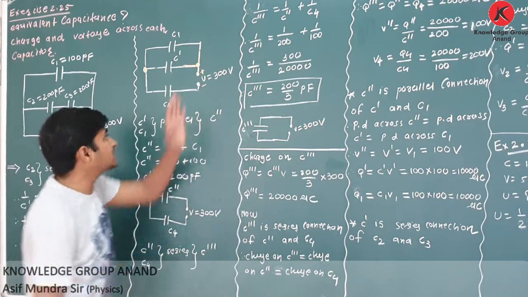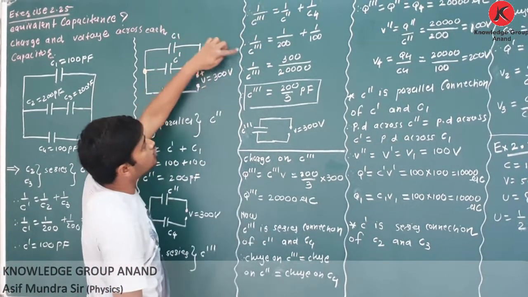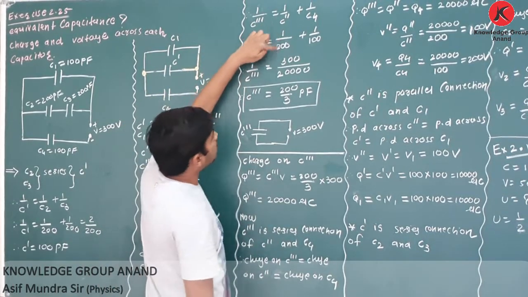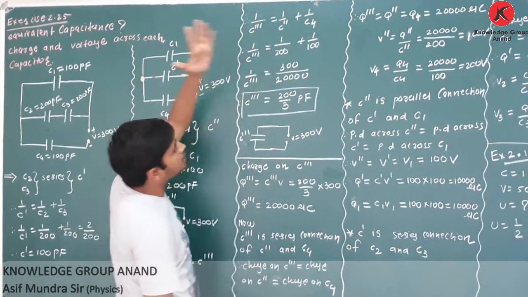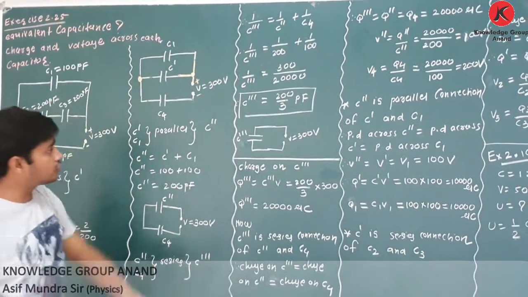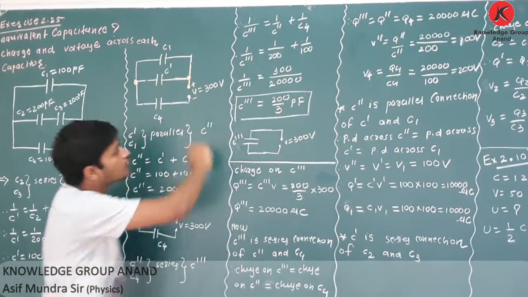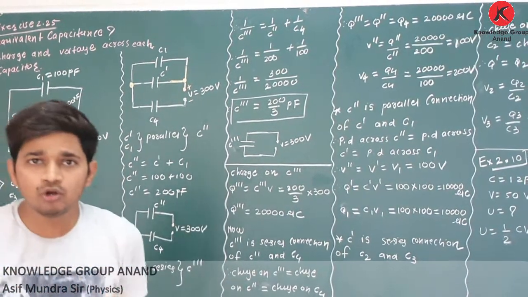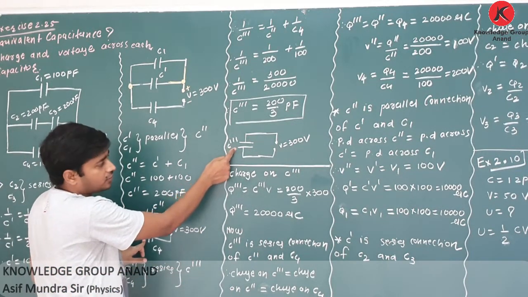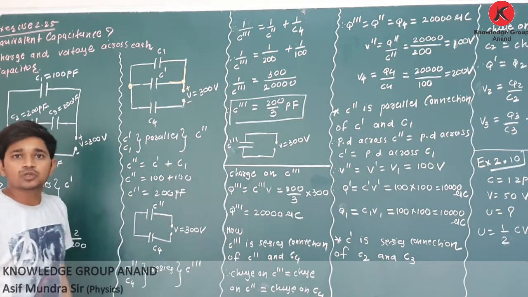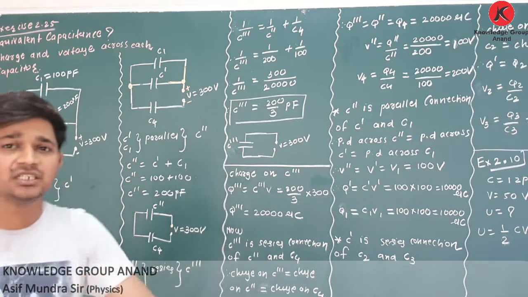So for series connection, 1 upon C triple dash is equal to 1 upon C double dash plus 1 upon C4. 1 upon C triple dash is equal to 1 upon 200 plus 1 upon 100. 1 upon C triple dash is equal to 300 by 20000. If you simplify this, C triple dash is equal to 200 by 3 picofarad. Clear? These 2 capacitors are now replaced by only one capacitor with this battery. So this is the first question, how to find the equivalent capacitance.